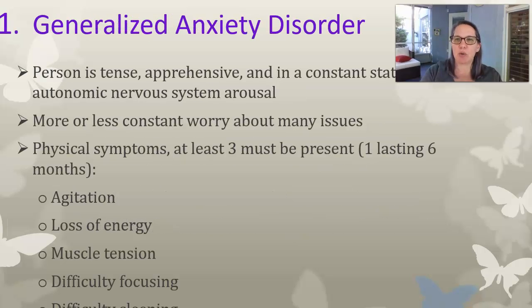All right, the first disorder that we're going to talk about is generalized anxiety disorder. Sometimes this is abbreviated to GAD, so make sure that you're aware of that. Put that in your notes, okay? So a person is tense, apprehensive, in a constant state of autonomic nervous system arousal. They worry constantly about many, many different issues.